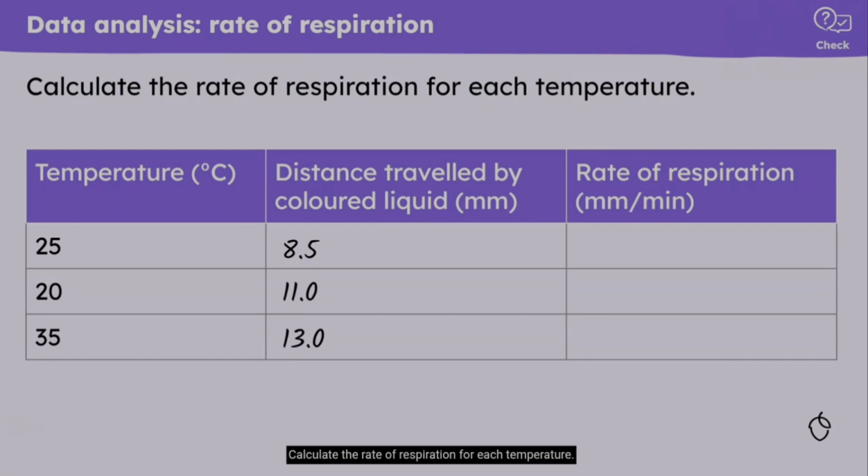Calculate the rate of respiration for each temperature. A reminder that in this experiment, the peas were left to respire for 5 minutes. I'll give you 5 seconds to calculate your answers, but if you want a bit more time, you can click pause and then click play when you're ready to move on with the lesson.